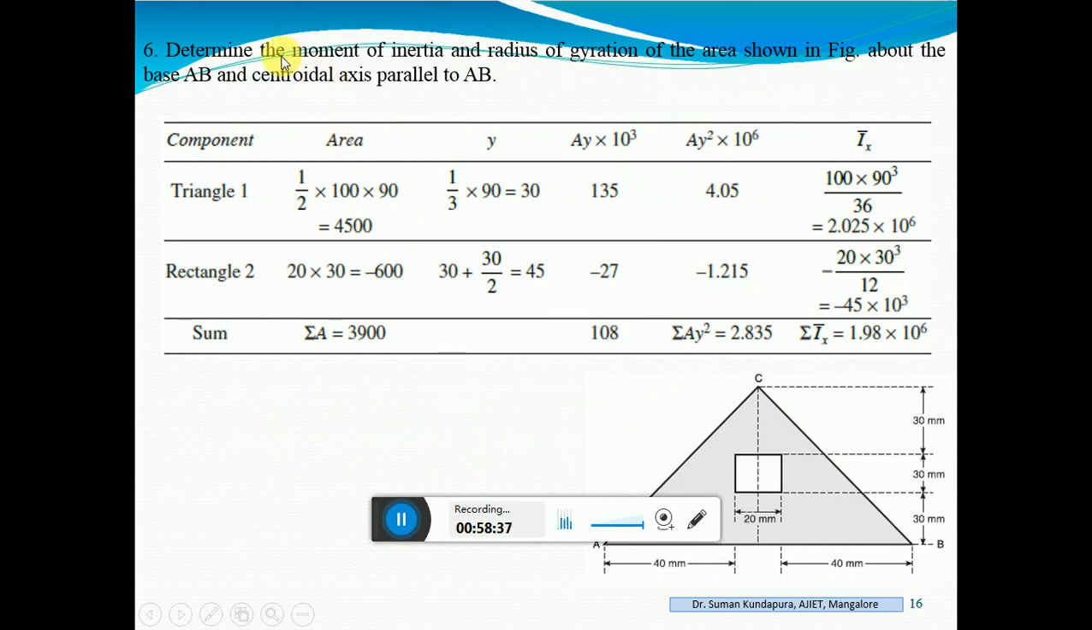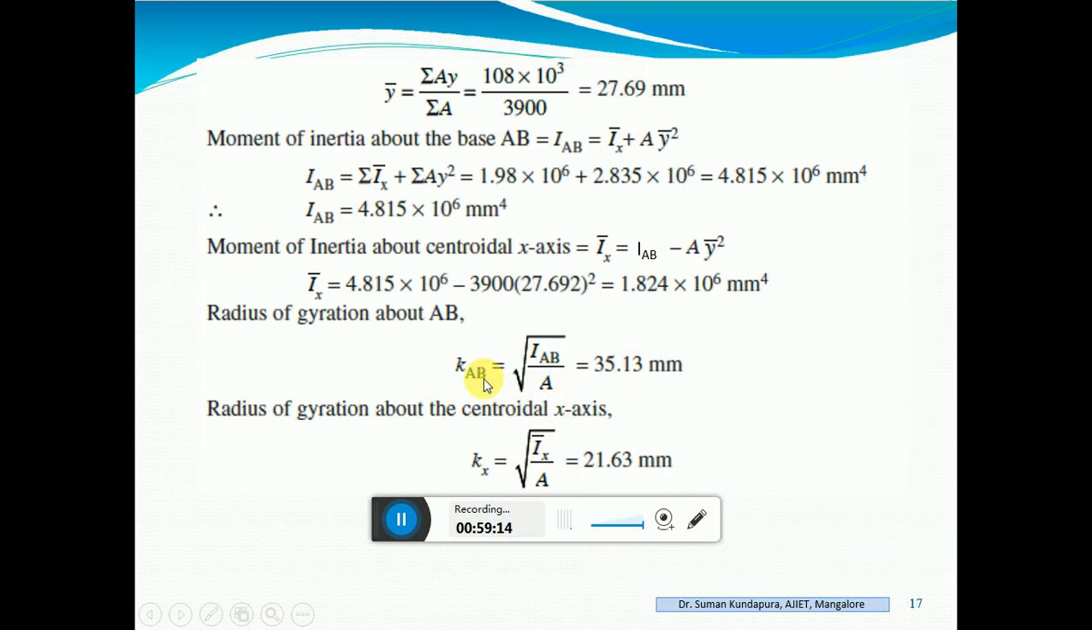Next one is: determine the moment of inertia and the radius of gyration of the area shown in figure about the base AB and the centroidal axis parallel to AB. So the reference axis is given as AB, and parallel to that the centroidal axis. Determine the moment of inertia and radius of gyration of the shaded area about the base AB. K AB you should find, K X you should find.